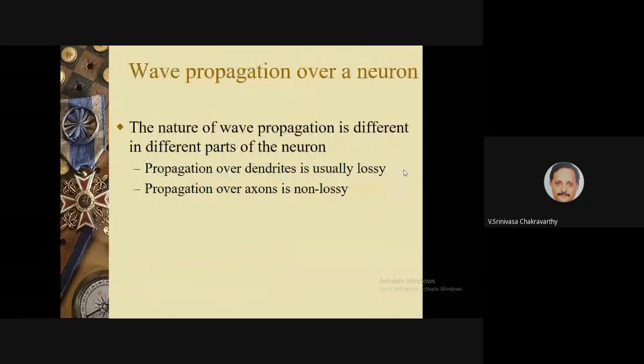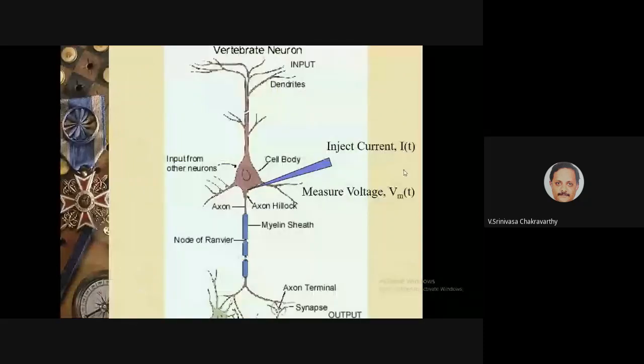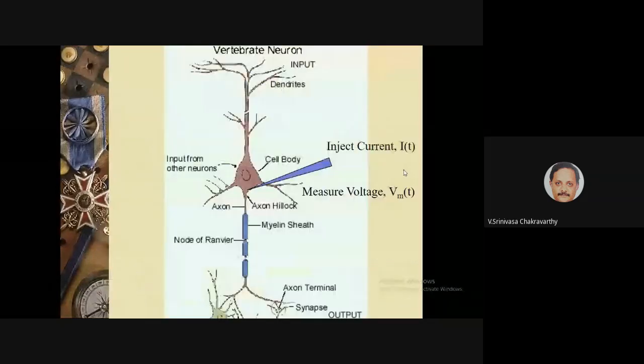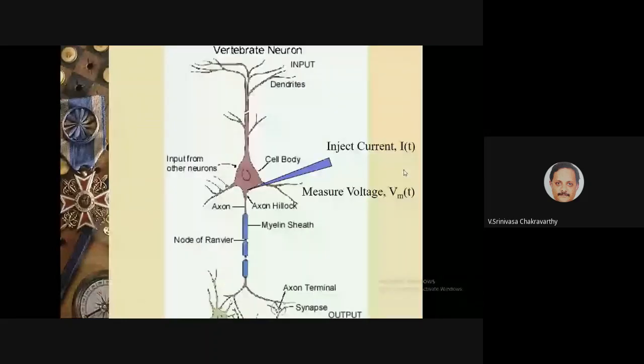Whereas in some other parts, in the axonal part of the neuron, the propagation is non-lossy, as we'll see soon. The signal propagates intact. It doesn't change its shape as it propagates along the axon. That is what we have just said about how the signal propagates on the dendritic side and on the axonal side. Now, let us talk about something interesting that happens at the meeting point of the dendritic side and the axonal side.